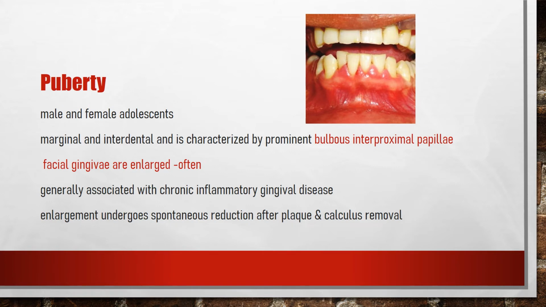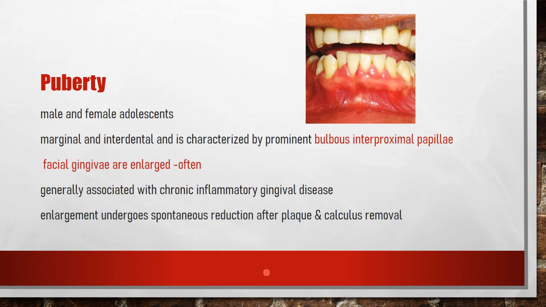Then coming to the puberty associated gingival enlargement. Enlargement of gingiva is sometimes seen during puberty. It occurs in both male and female adolescents. It mainly occurs in the marginal and interdental areas and is characterized by a prominent bulbous interproximal papilla. So you can see this bulbous interproximal papilla.